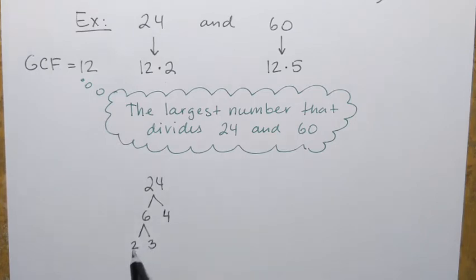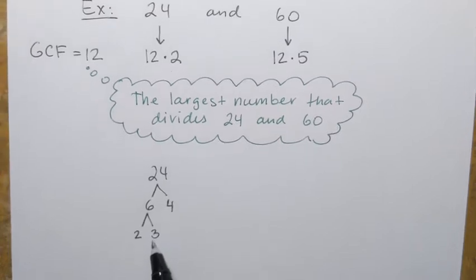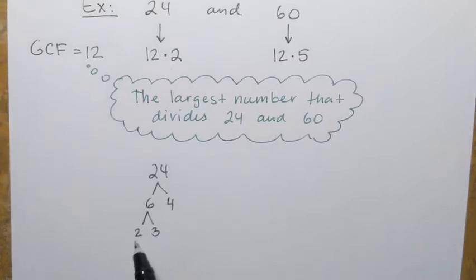Now as I look at 2 and 3, those two I won't be able to split up. I won't be able to represent them as a product of two other numbers. Well, because they're called prime. So prime numbers can only be written as the product of 1 and themselves. So we won't be able to split them up any further. So I'm going to circle them because it's kind of like a dead end here.